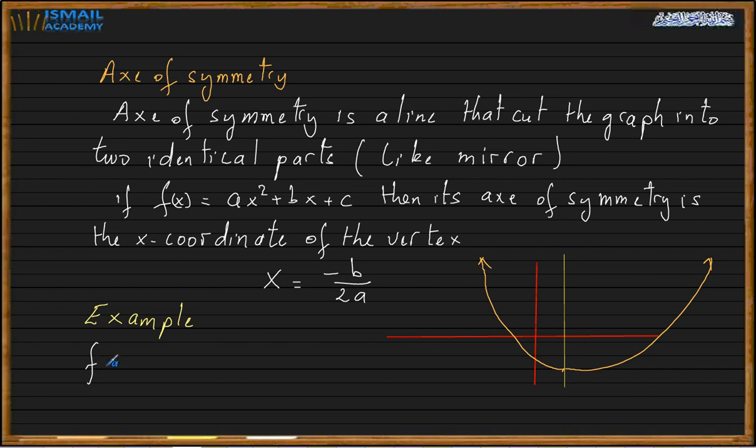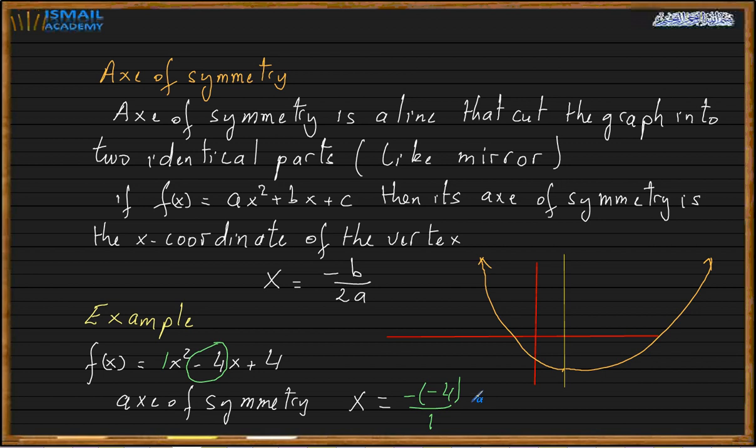If I have f of x equals x squared minus 4x plus 4, my axis of symmetry will be x equals minus b over 2a. You see my b is minus 4, and a is 1, so it's going to be minus minus 4 over 2 times 1, which is 4 over 2, which is 2. So x equals 2 is my axis of symmetry.